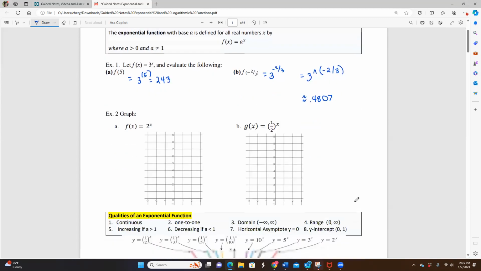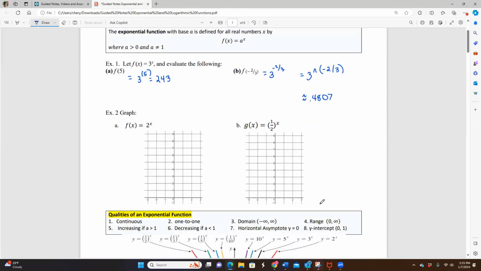Let's look at what these look like as you graph them. Now, in example 2, part A, we have f of x equals 2 to the x. Now, this base we call 2, and it is greater than 1. So when you have a function like this, it's going to be increasing, and it will look like this. A couple points on here. It's going to look like that.